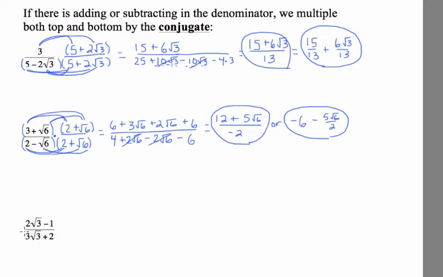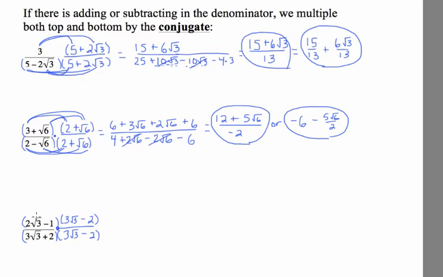Next problem. Again, very similar. I'm going to multiply by the conjugate of the denominator. So since it was 3 root 3 plus 2, my conjugate will be 3 root 3 minus 2. Just change the sign in between them. Since I multiplied by 3 root 3 minus 2 on the top, I have to multiply by 3 root 3 minus 2 on the bottom as well. Since I have 2 terms in my numerator, I have to distribute.